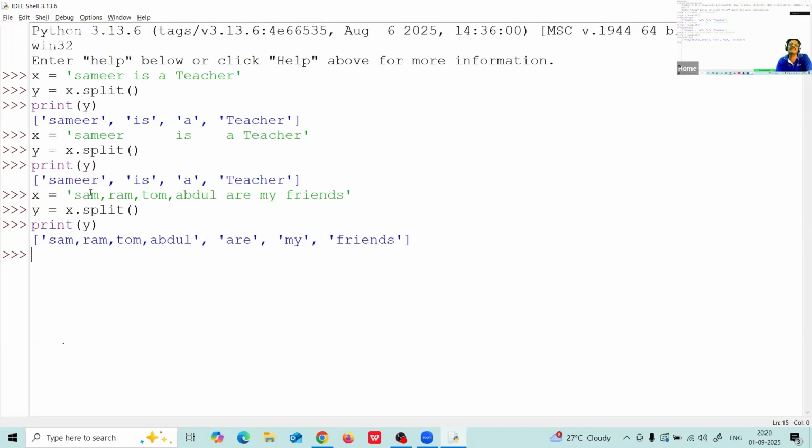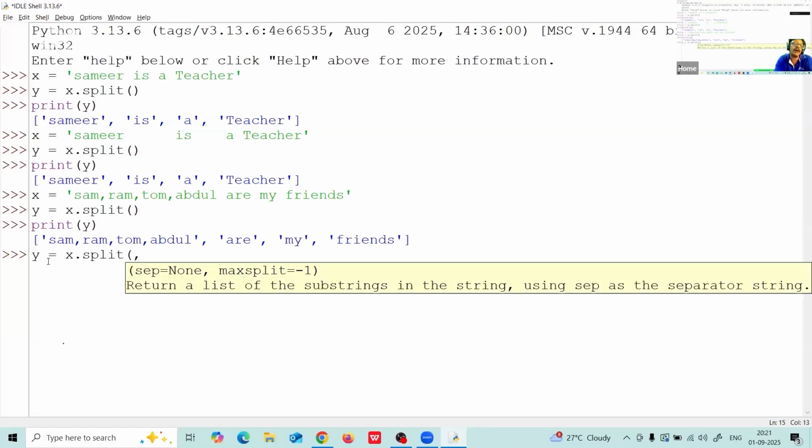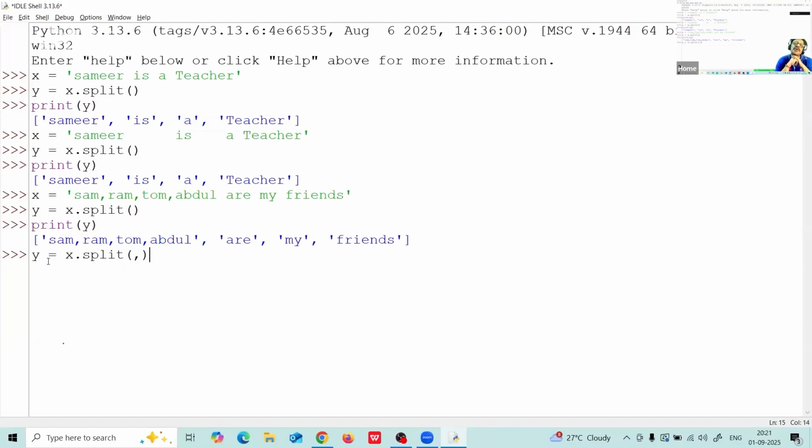But my requirement is different. I want to now separate out the words on the basis of a comma. Simple. What you do is you say y is equal to x dot split bracket, and this time you give comma. So now Python will understand that splitting has to be done on the basis of comma and not on the basis of space. Followed? But then this comma has to be given inside the quote because it's a character. Single quote or double quote also will do.